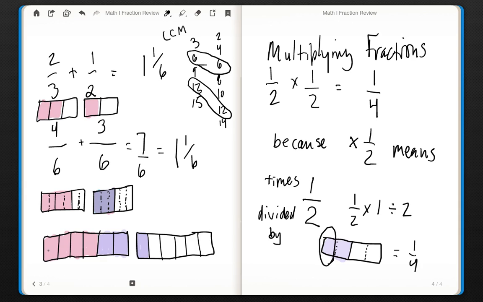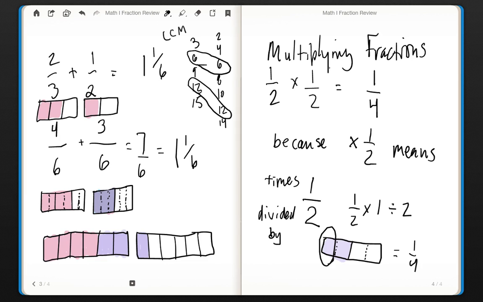But what that is: here's my 1, 2, 3, 4 sixths from here. Here's my 1, 2, 3 sixths from here. When I add them together, I get 6 sixths here. That's a whole. And then I have 1 sixth left over. So actually 7 sixths is going to need to get changed to 1 and 1 sixth.